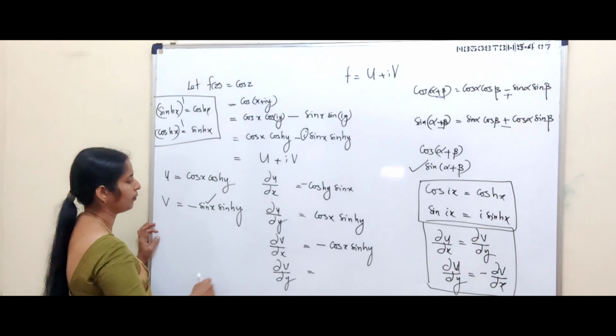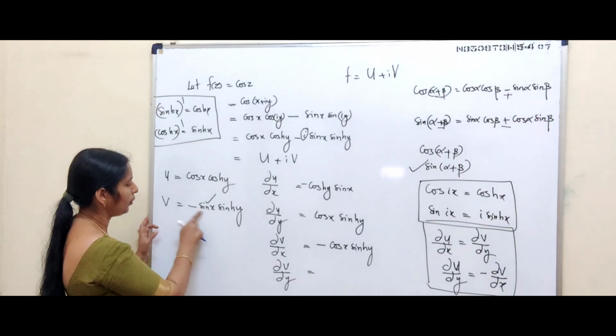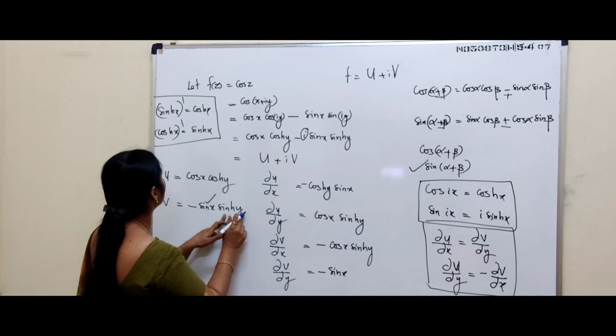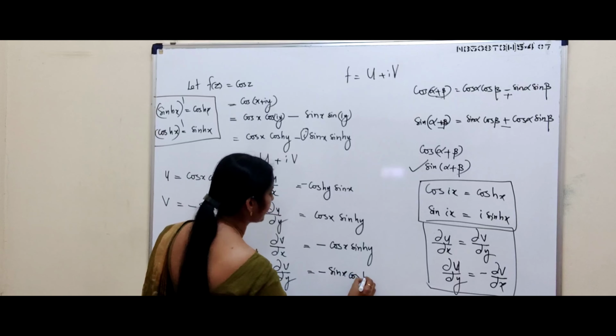Next, ∂v/∂y. For getting ∂v/∂y, you keep minus sin x as a constant. You write the derivative of sinh y. What is the derivative of sinh y? It is cosh y.